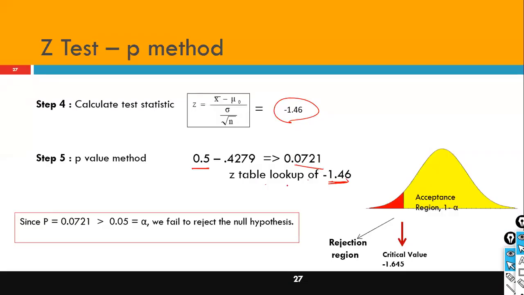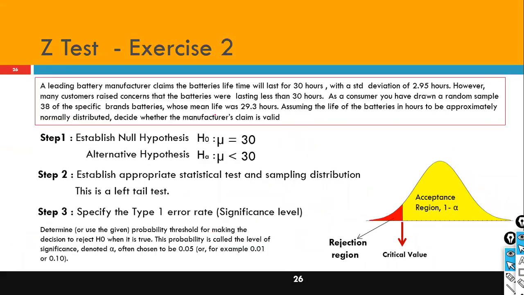Is this p-value less than alpha? Forget about this step. Since if you do a lookup of this value in your z table, you get 0.0721. This is your p-value. What is alpha? 0.05. So can I say the p-value is less than alpha? No. In this case, the p-value is greater than alpha. Hence, we fail to reject the null hypothesis, and we are going to conclude that whatever statement was made by the manufacturer was correct.